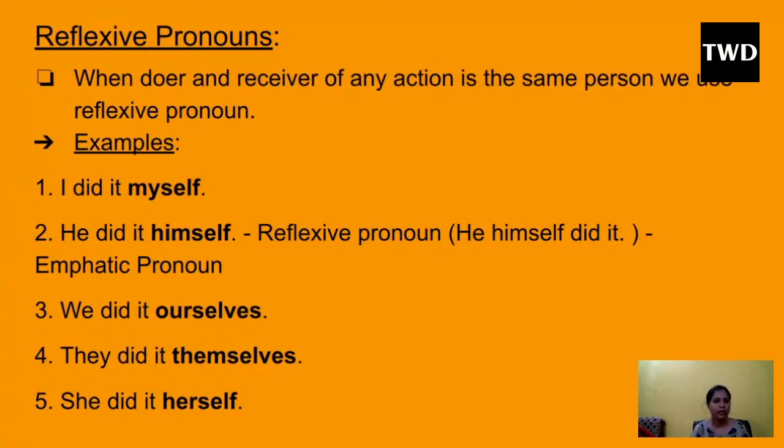Can you see here, the doer is the subject. The subject is I, the doer, and myself is the receiver. Both are pointing to the same person, and that's why these are known as reflexive pronouns. I did it myself, he did it himself, we did it ourselves, they did it themselves, she did it herself. She baked the cake herself. She walked on the street herself. So many sentences we can create with this kind of pronoun.